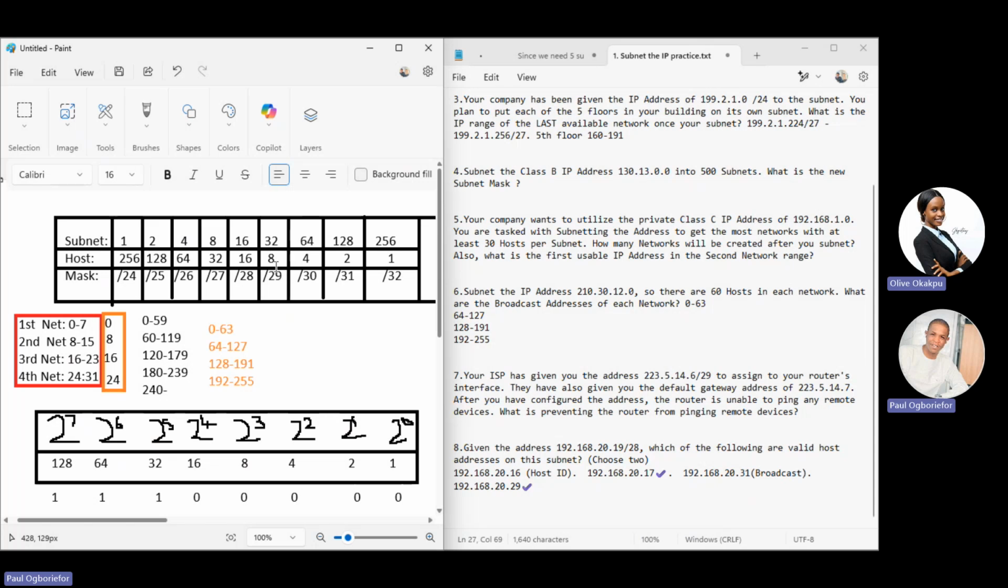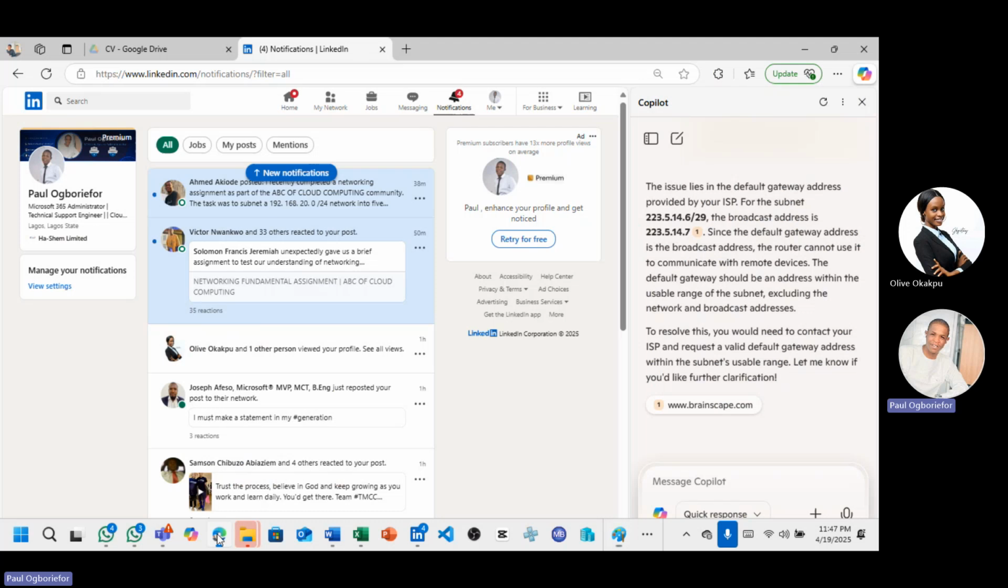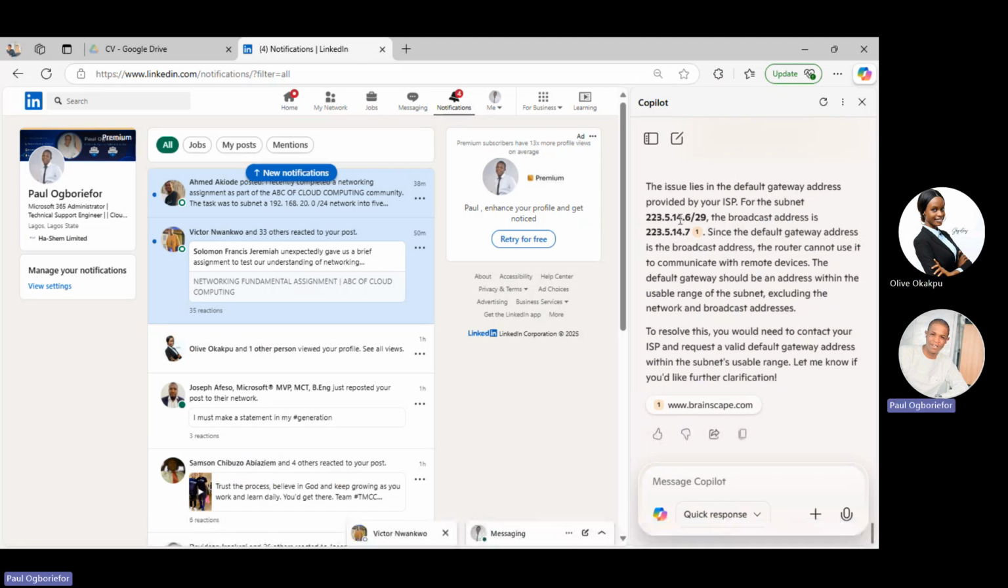So we have 8 networks, 8 hosts in each of them, right? So yeah, 7 is actually a broadcast, right? Okay, yeah, true. And the broadcast is what they still made the gateway. I see. My friend is just so good. So he said the issue lies in the default gateway address provided by your ISP. That is where the problem comes.